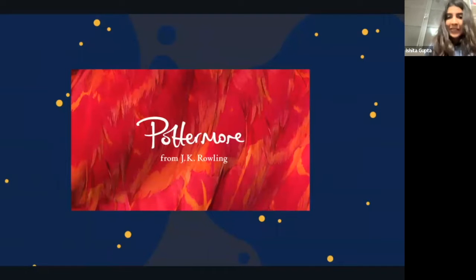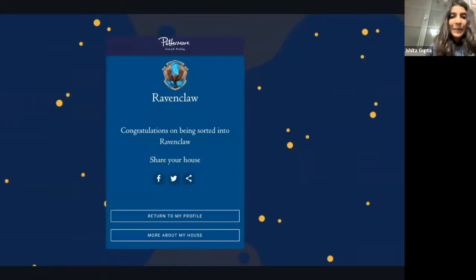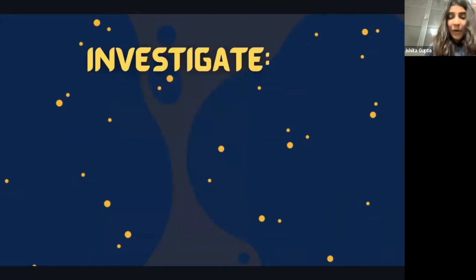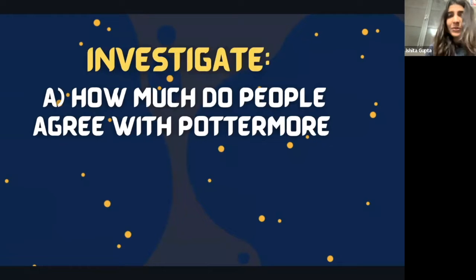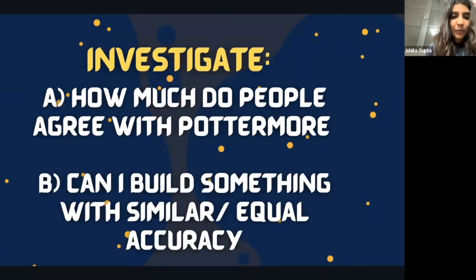And there is an online website called Pottermore.com where people can actually learn their own house. And the hat, like the algorithm, is designed by J.K. Rowling herself. So it's probably very, very accurate because who else knows the algorithm better than the person who wrote the books? And this is an example of a house you could get sorted on the website. But I wanted to investigate, firstly, how much do people agree with the house that they're given on Pottermore? And can I build something with a similar or equal accuracy?